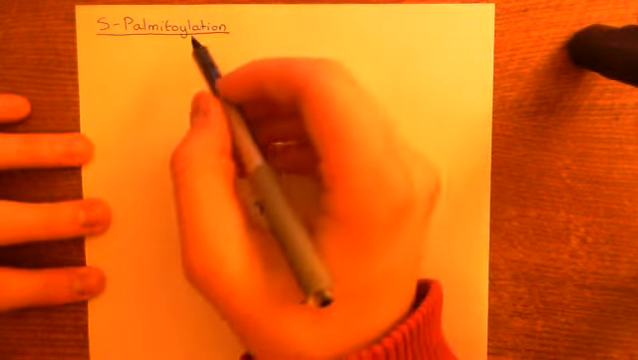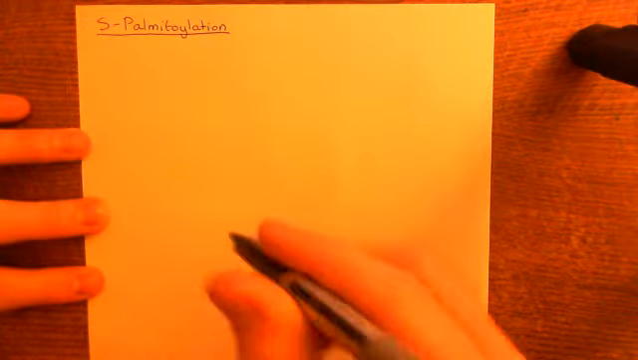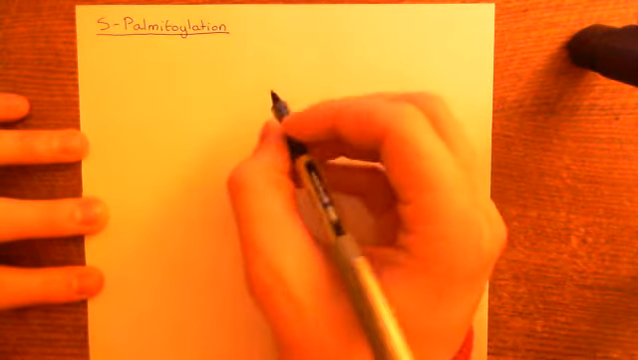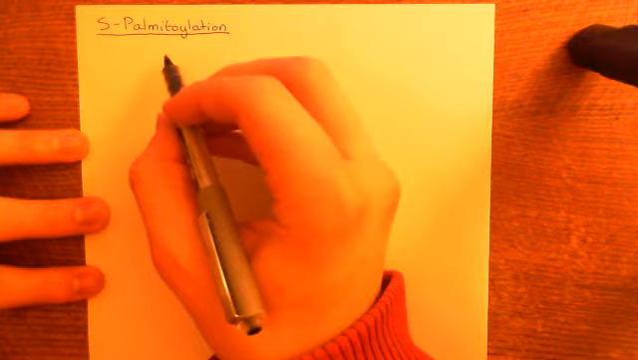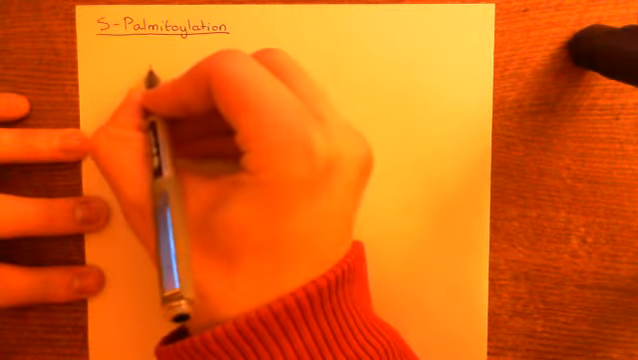Right, so we'll start off with a discussion of S-palmitoylation, and this is a very, very good model. This isn't putative at all. Okay, so what's going to happen is that you're going to add palmitoyl groups onto certain cysteine residues within the protein.